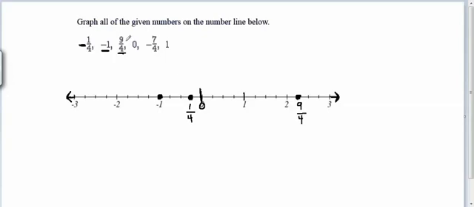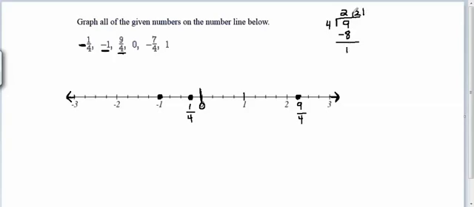Another way to think about it could be to convert that fraction 9/4 into a mixed number, which we do by taking, if we think about long division, we divide the numerator by the denominator. 4 goes into 9 twice. 4 times 2 is 8, so we subtract. We have 1 left over, so 2 remainder 1.